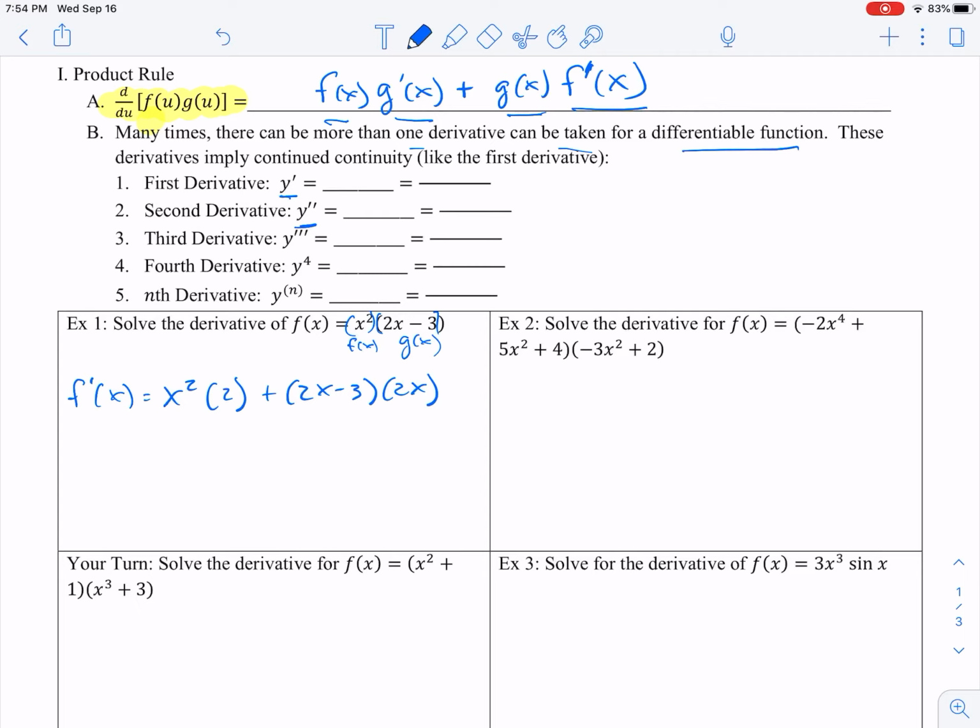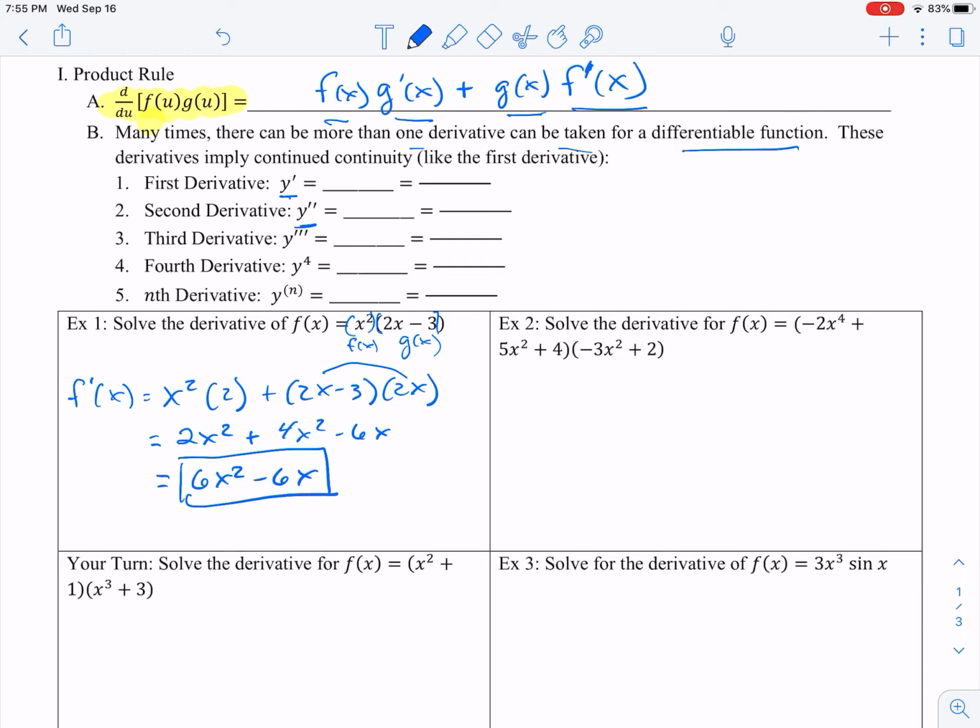On the AP exam, the answers will always be simplified, so you need to know how to simplify so you can find the correct answer on the test. So you have 2x squared plus, you've got to distribute, 4x squared minus 6x, which is 6x squared minus 6x. And there's your answer. No, you don't have to factor the 6 and the x out.